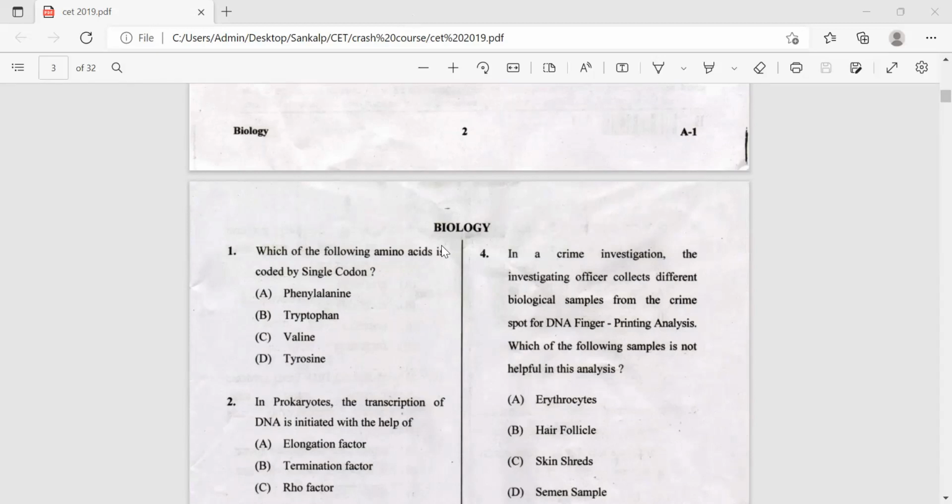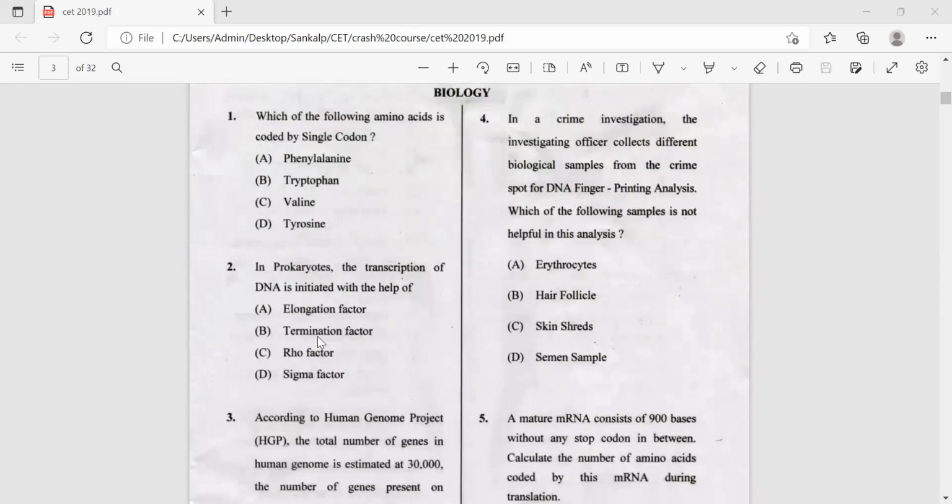In prokaryotes, the transcription of DNA is initiated with the help of: option A, elongation factor; option B, termination factor; option C, RHO factor; option D, sigma factor. Janvi answered option C. Sindhu, option C. Kirtana, option C. Then Vani KS, option C. Fine. In prokaryotes, the transcription of DNA is initiated with the help of elongation factor, termination factor, RHO factor, sigma factor.